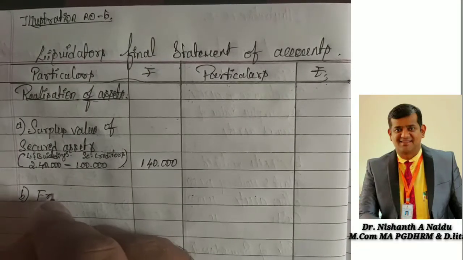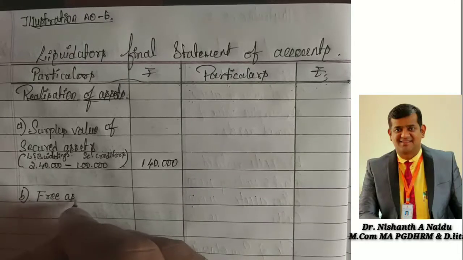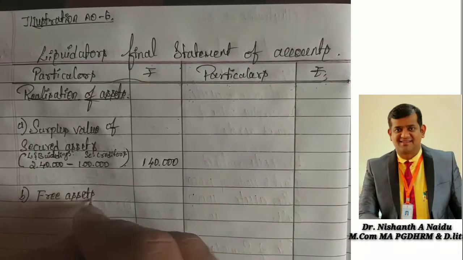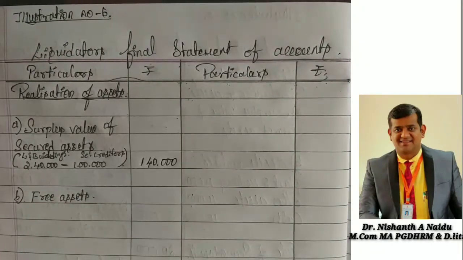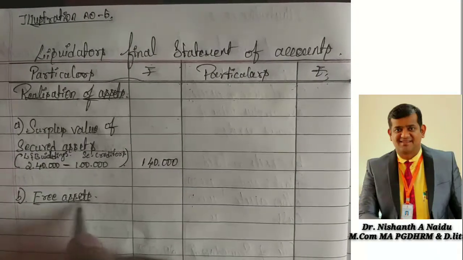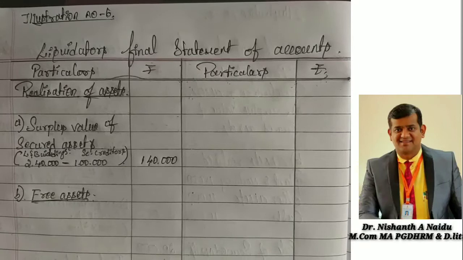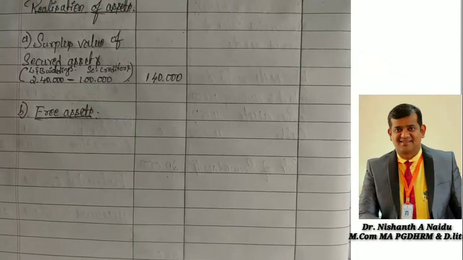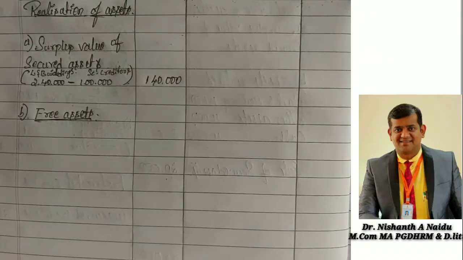So next B, point B. So I am writing free assets here. Why free assets? Because these assets are not secured. That is why it is called free assets. So now one by one we are going to enter.